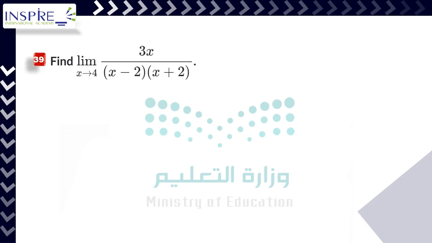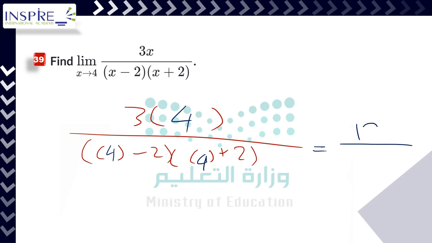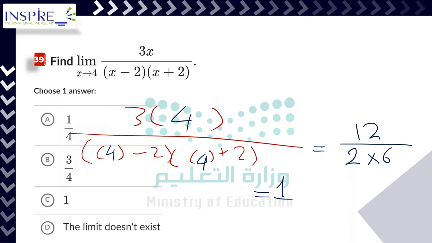Okay, the same, plug in the numbers. This is 3, and then bracket minus 2, bracket plus 2, and then we'll plug in 4 in place of x, substitute it with 4. 3 times 4 is equal to 12. This is 4 minus 2 is 2, times 4 plus 2 is 6. So it will be 12 over 12, which is equal to 1. It will be 1.